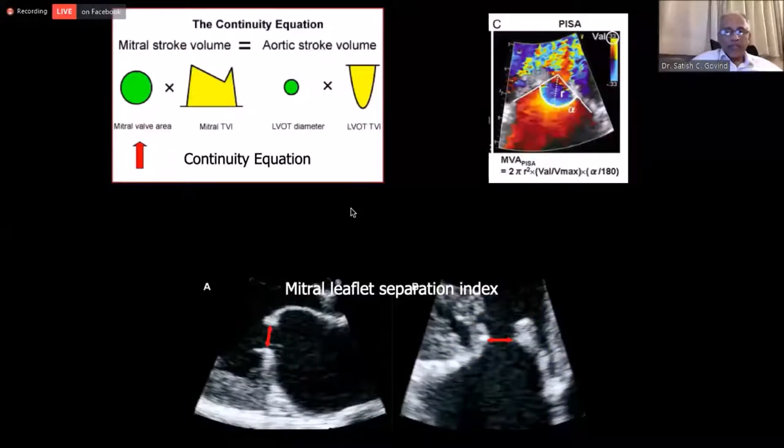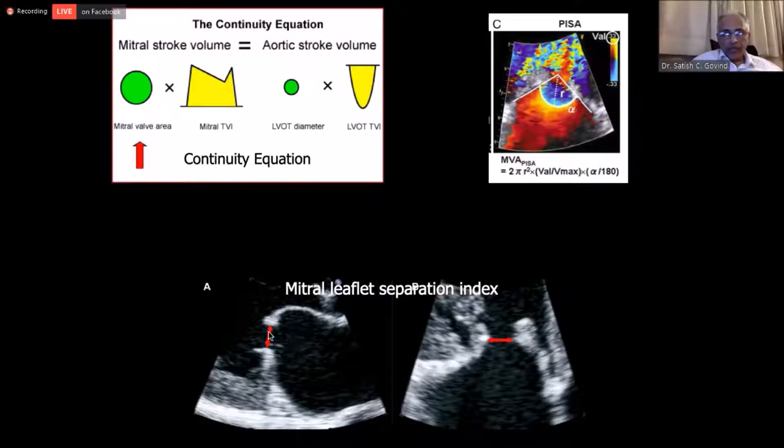Then the less used and possibly more theoretical, I have never used, frankly speaking, is the continuity equation. And then you have the PISA. This is just for the sake of including it. And then you have the mitral leaflet separation index. To some extent, it works.